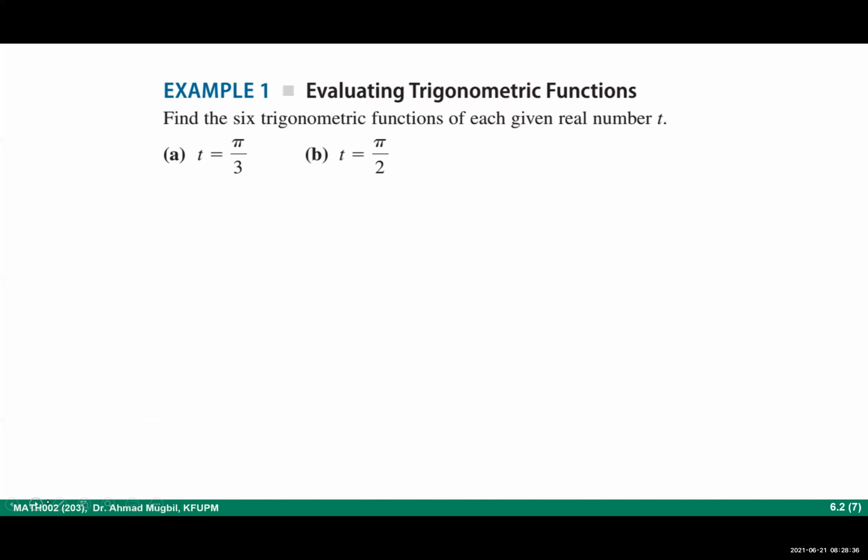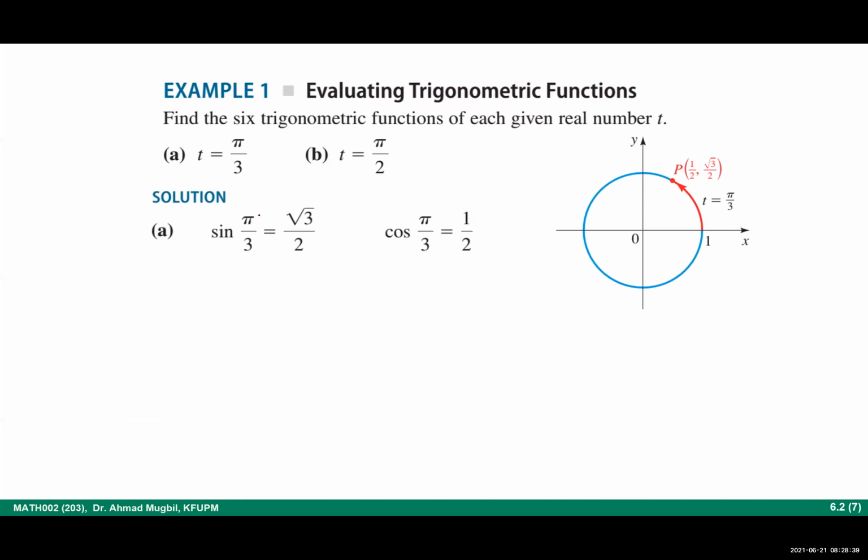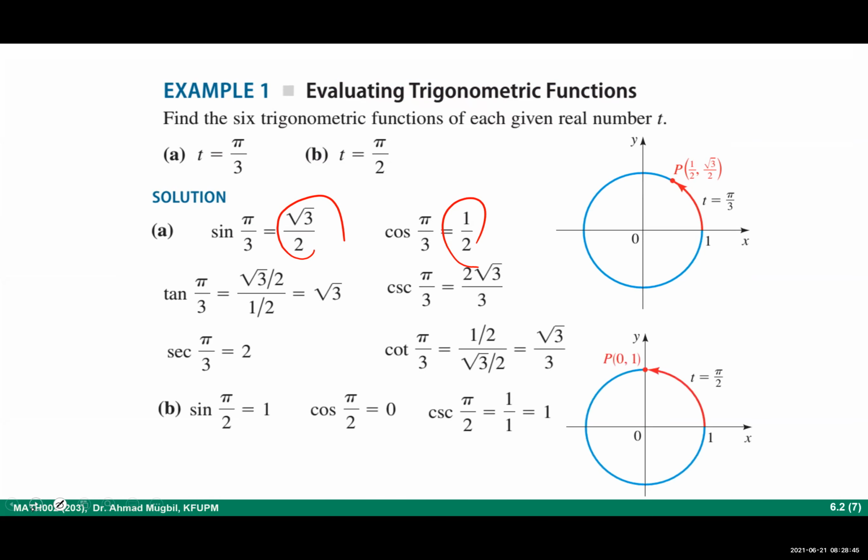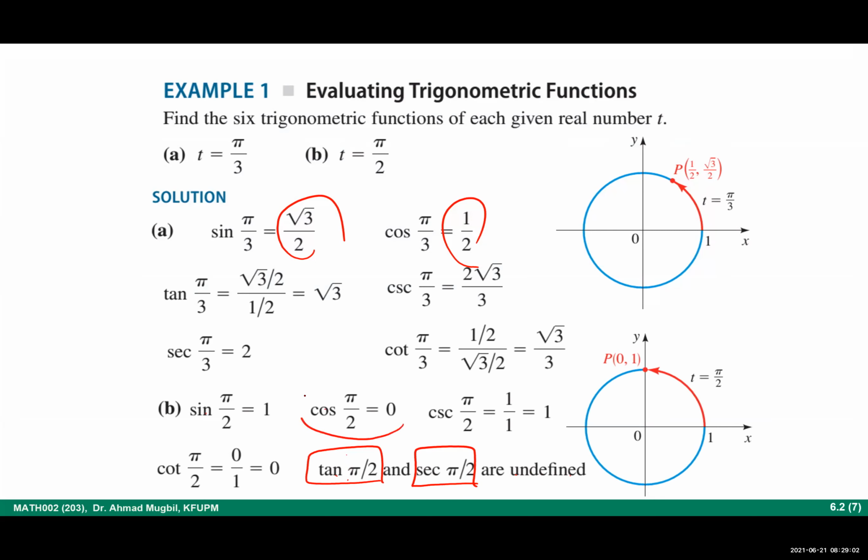Find the 6 trigonometric functions. This is, of course, very trivial, ya shabab. What is sine pi over 3? It is still the same as we had before. So this is a repetition of sections 5.3 and 5.2 and so on. Notice that tan pi over 2 and secant pi over 2 are undefined. Why? Because tan is sine over cosine, and cosine is 0. So tan pi over 2 is sine pi over 2 over cosine pi over 2, which is 1 over 0, undefined. Or from here, it is y over x, so 1 over 0 is undefined.